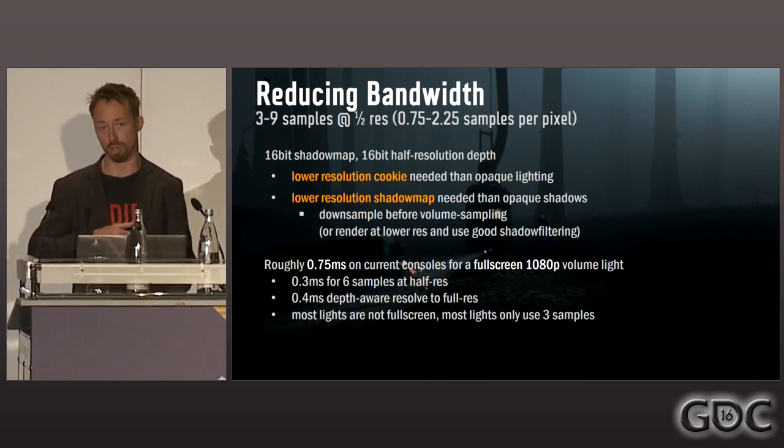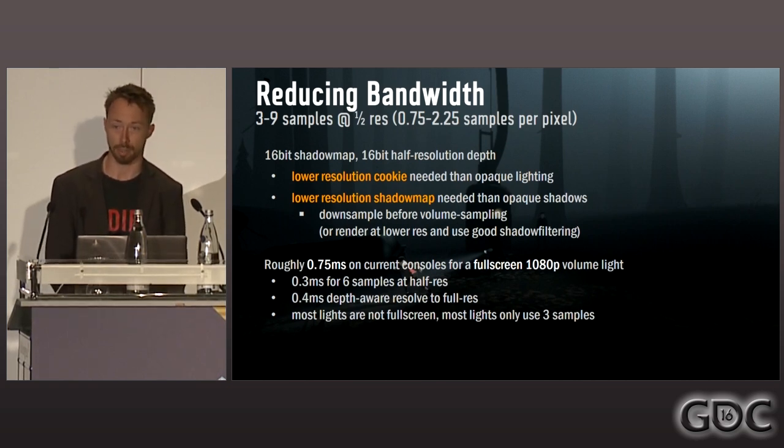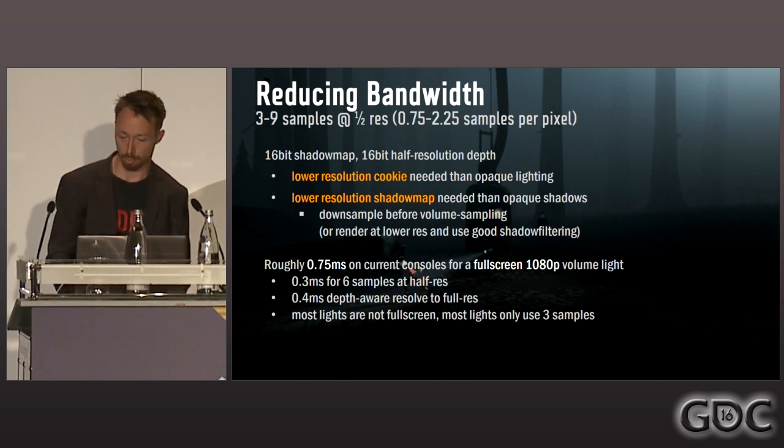So we also do all the other things that we can to reduce the number of samples. Reduce the bandwidth. So we lower the resolution of the projected texture. We lower the resolution of the shadow maps. Of course, we can get away with this because it's a rather smooth effect, and there's quite a bit of blurring involved. So we can get away with that.